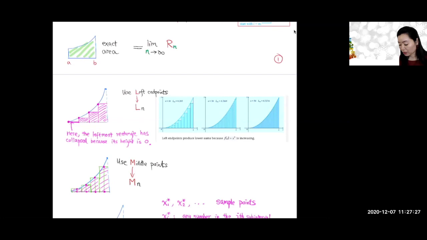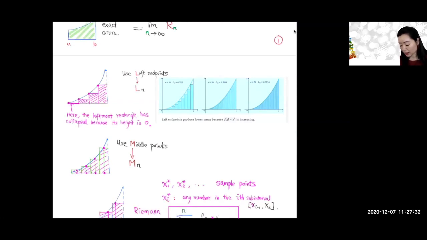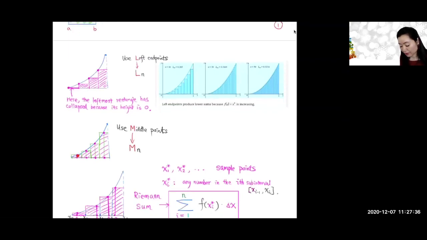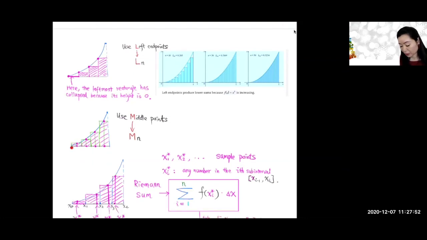So you can use the right endpoint or the left endpoint. You can also use a midpoint. For each subinterval, instead of taking the left or right endpoint for the height, you can take the midpoint and use the y coordinate at the midpoint as the height. Then we find the area of each rectangle.